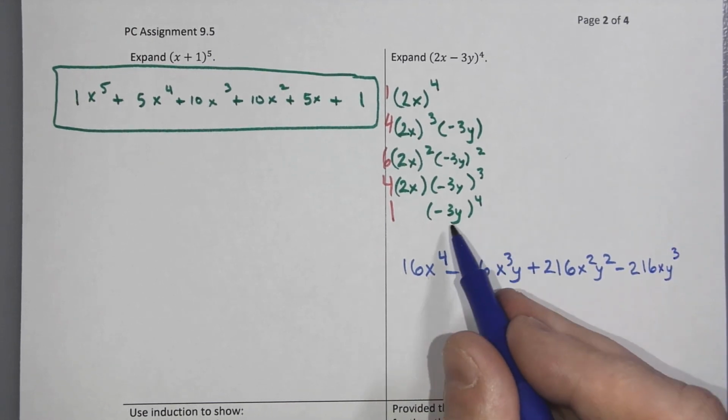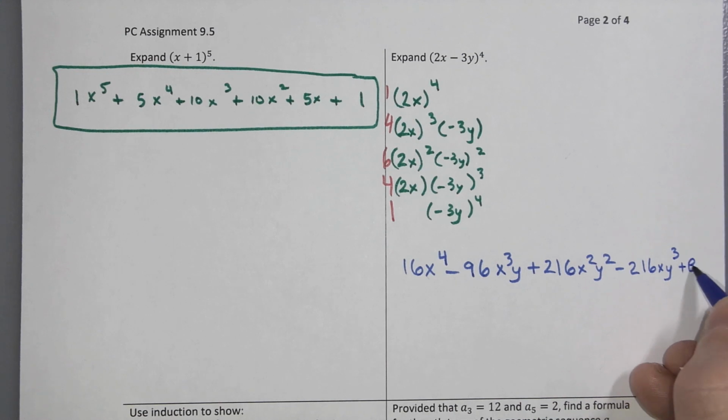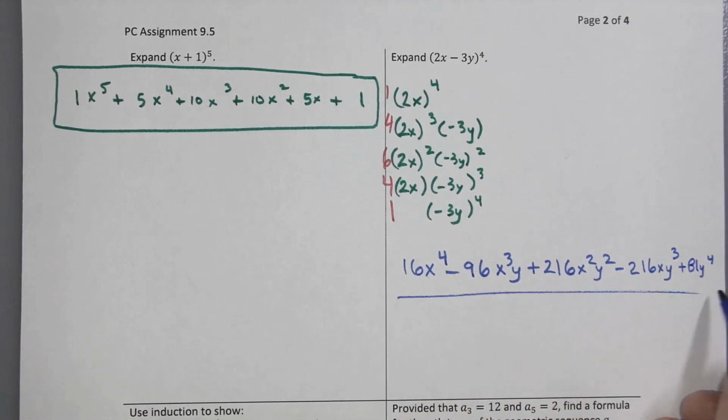And then on the end, we just have this 3 to the fourth, and so that's going to be a plus 81 y to the fourth. And so that would be that expansion.